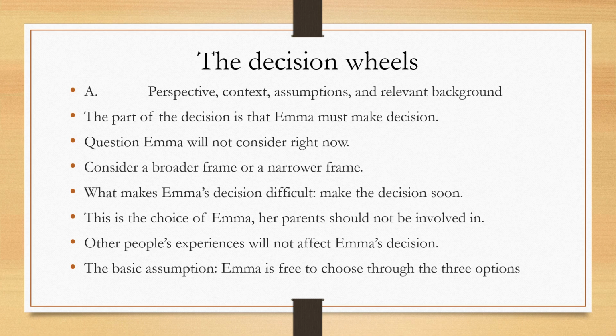Emma has other friends and classmates. Some of them go to graduate school, some choose to work, some choose to have a gap year. Other people's experience will not affect Emma's decision. They all have different kinds of concerns. The basic assumption I have right now is that Emma is free to choose among the three options, and she has some safety money to support her. If she had no savings right now, she might have no option but to work.